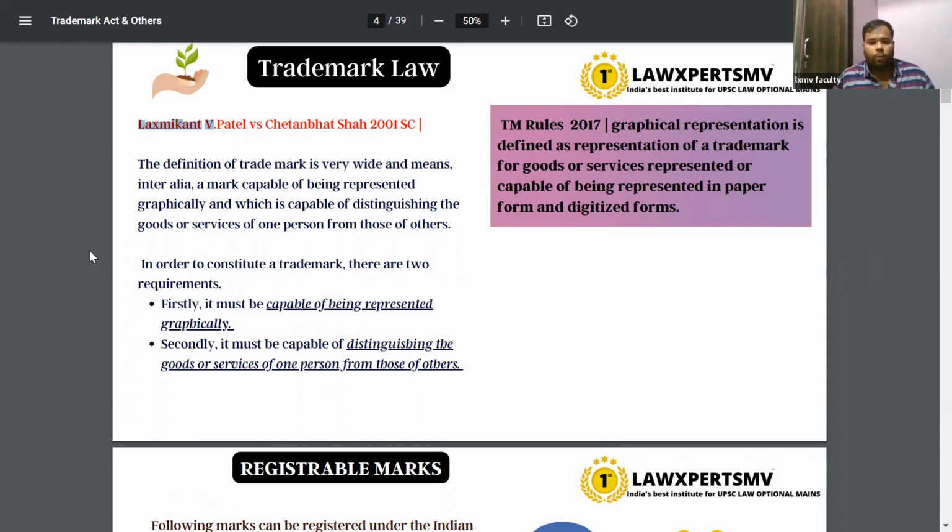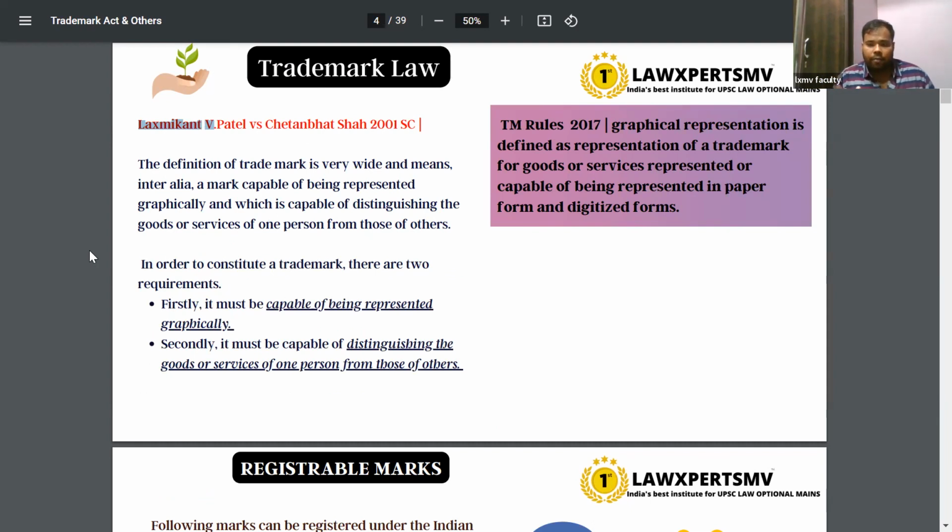In this case, the Supreme Court was basically saying that the definition given for trademark is very wide, because there are two elements given for the definition of trademark. So that word itself is very wide and it is said to include many things. So the things which I just listed here. So we'll understand the definition of the trademark first.